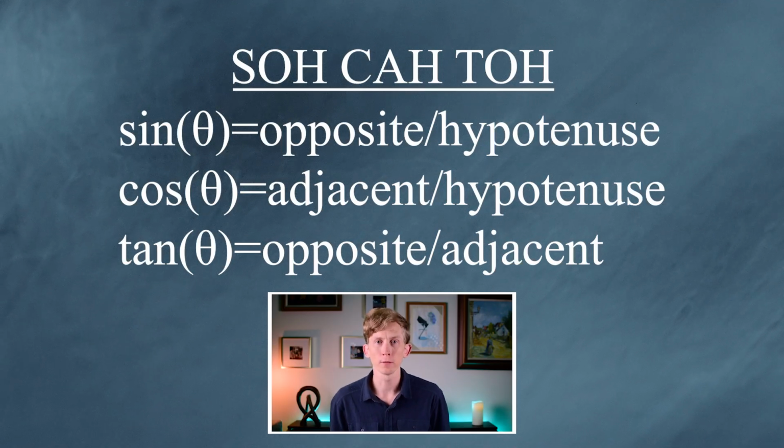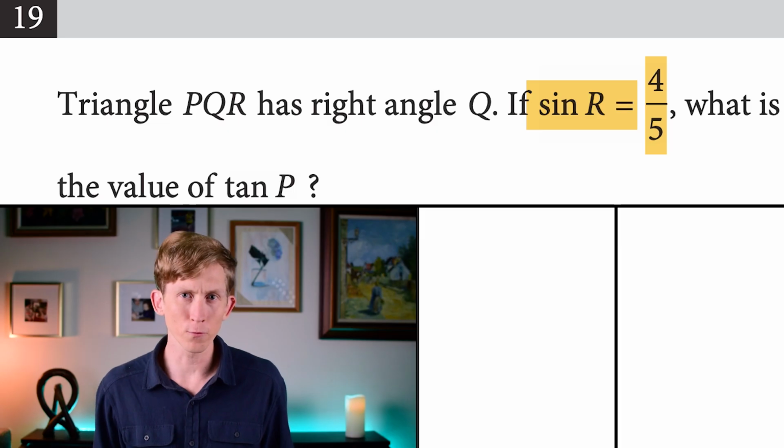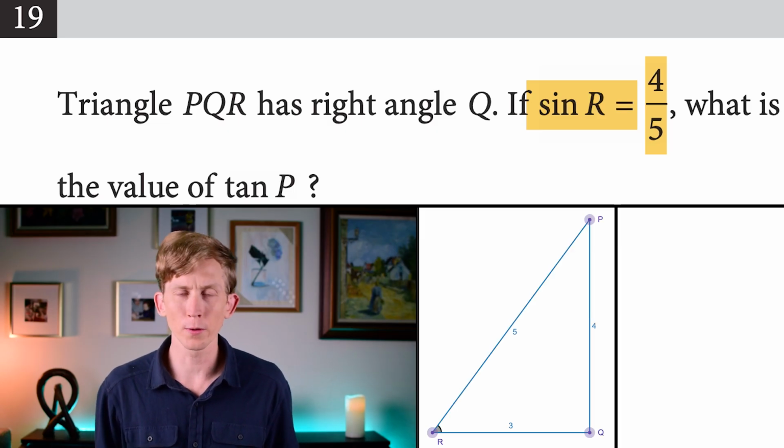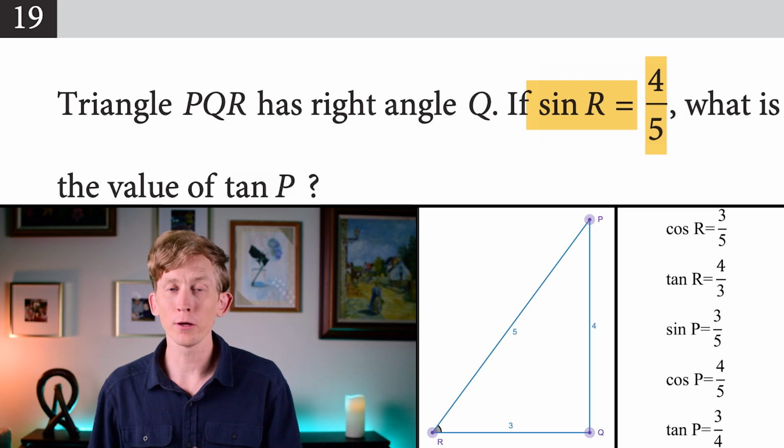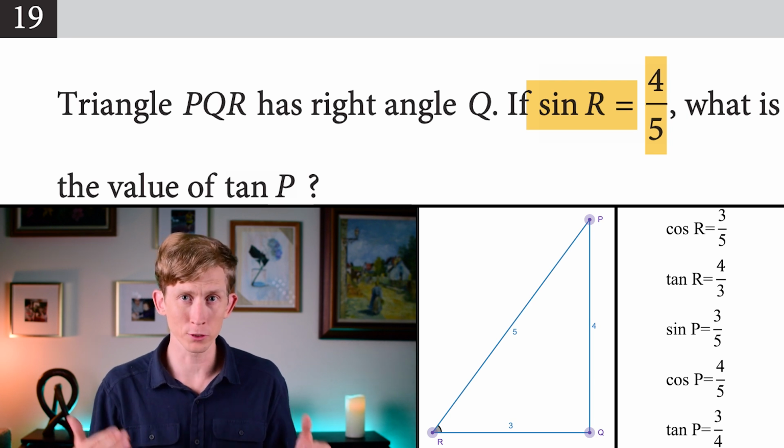There are only two ideas involving trig functions you need to understand for the digital SAT. The first is SOHCAHTOA. At the most basic level, given sine of r is 4/5, you need to be able to draw the corresponding triangle and then identify the value of the other trig functions associated with this triangle.